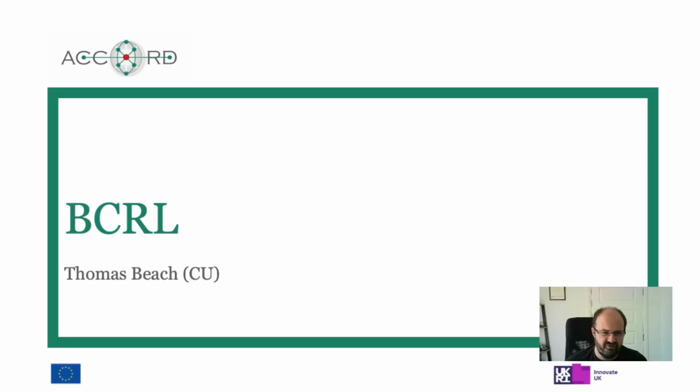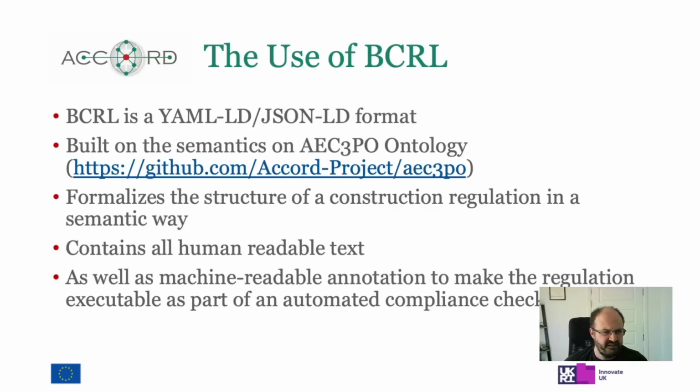In this next section of the recording, I'm going to give you a brief introduction to what BCRL is. So BCRL is a YAML LD or JSON LD format. And what this means is these documents are linked data. It's built on the semantics of the AEC 3PO ontology, and you can find out more about that by following this GitHub link. Their purpose is to formalise the structure of construction regulations in a semantic way.